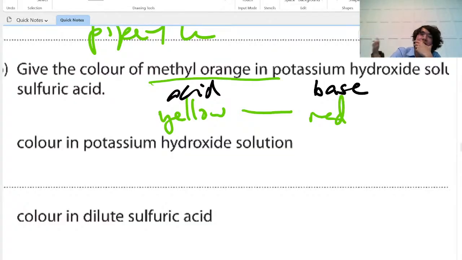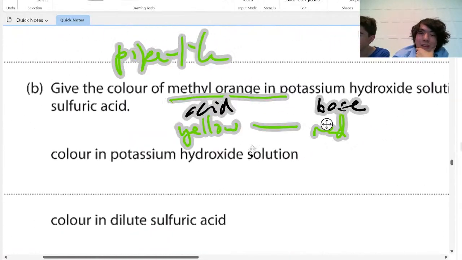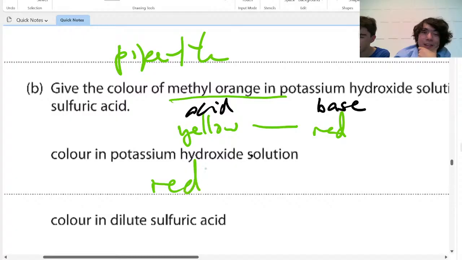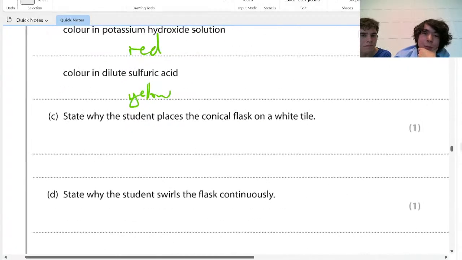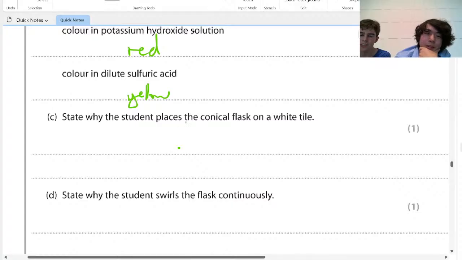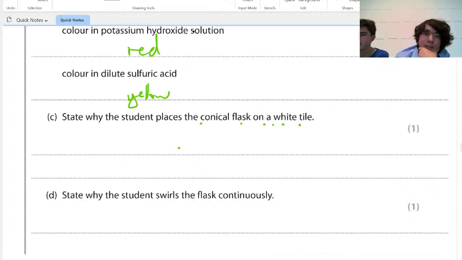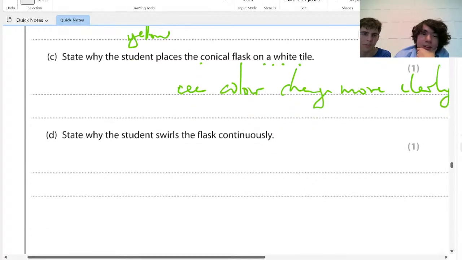Right. So potassium hydroxide is going to be a base, isn't it? So it'll be red. And sulfuric acid is an acid, so it'll be yellow. Why does the student place the conical flask on a white tile? So you can see the color change more clearly. These are stupid questions, we're just going to skip by because this is pretty obvious.